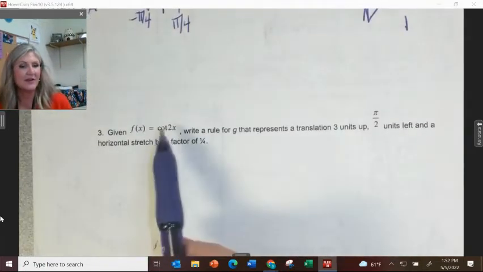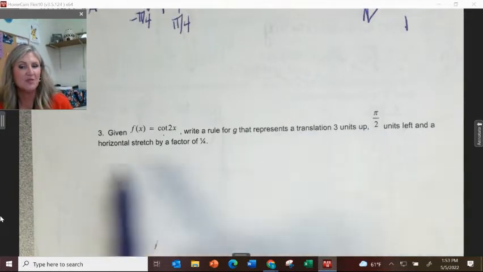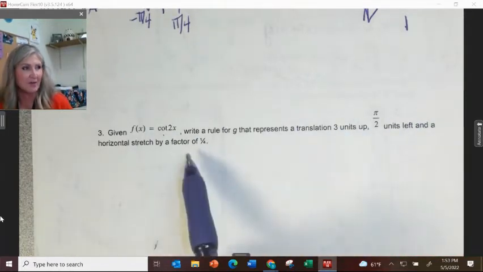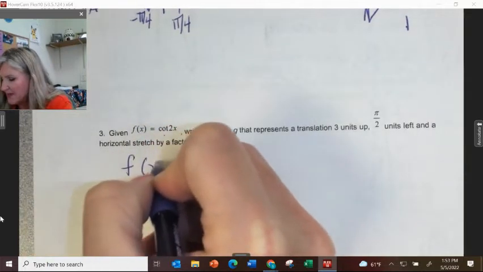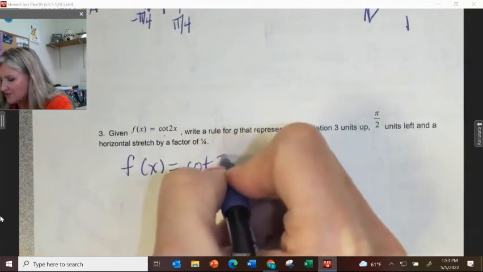Let's do one now where we're given a function and we have to apply transformations. We have to come up with a new function. All right, so here's our original. F of x is equal to cotangent of 2x.